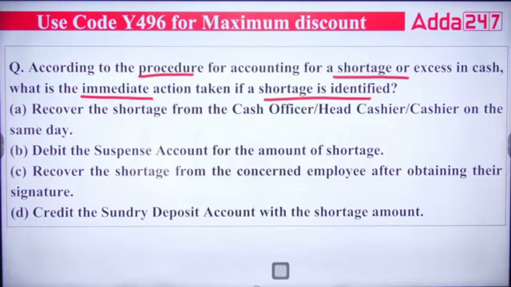First is saying recover the shortage from the cash officer, head cashier or cashier on the same day. Second is saying debit the suspense account from the amount of shortage. Third is saying recover the shortage from the concerned employee after obtaining their signature. Fourth is saying credit the sundry deposit account with the shortage amount. So what do you think? Which of the following is correct? A, B, C or D?